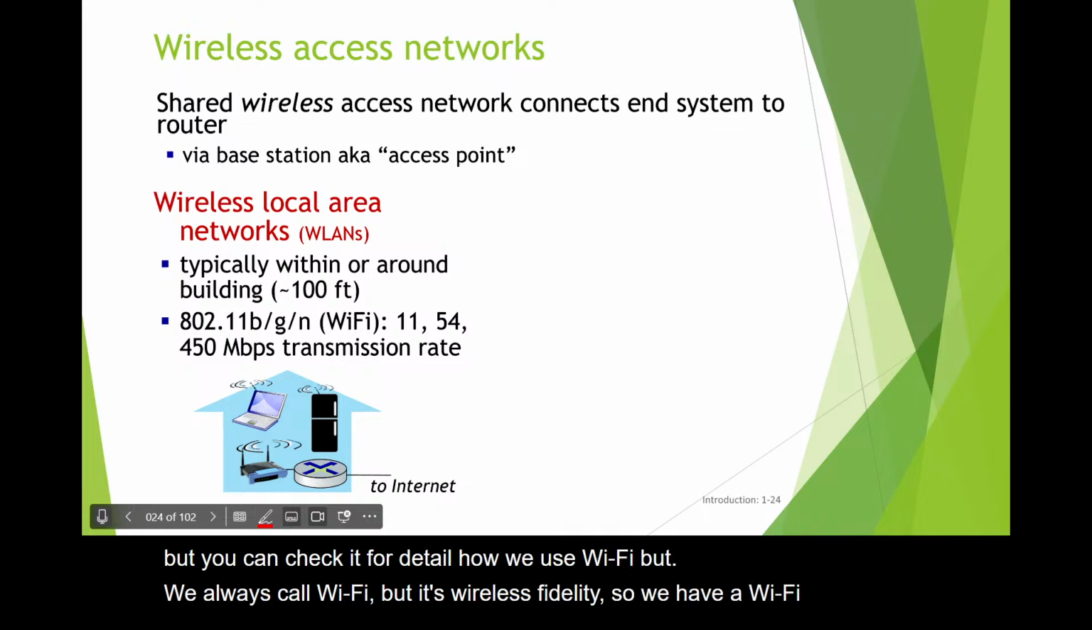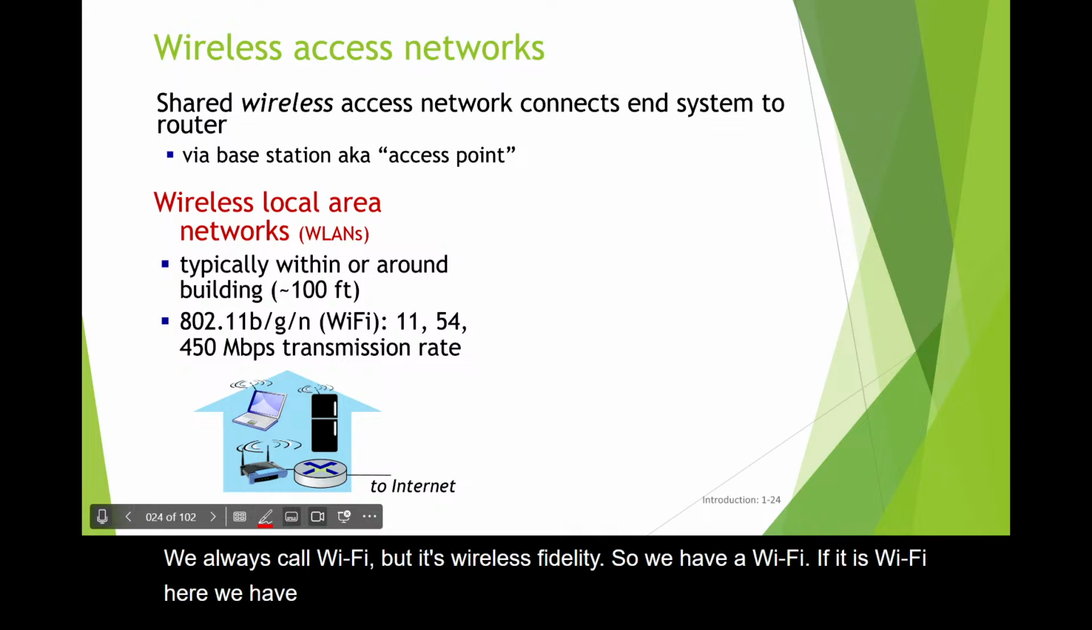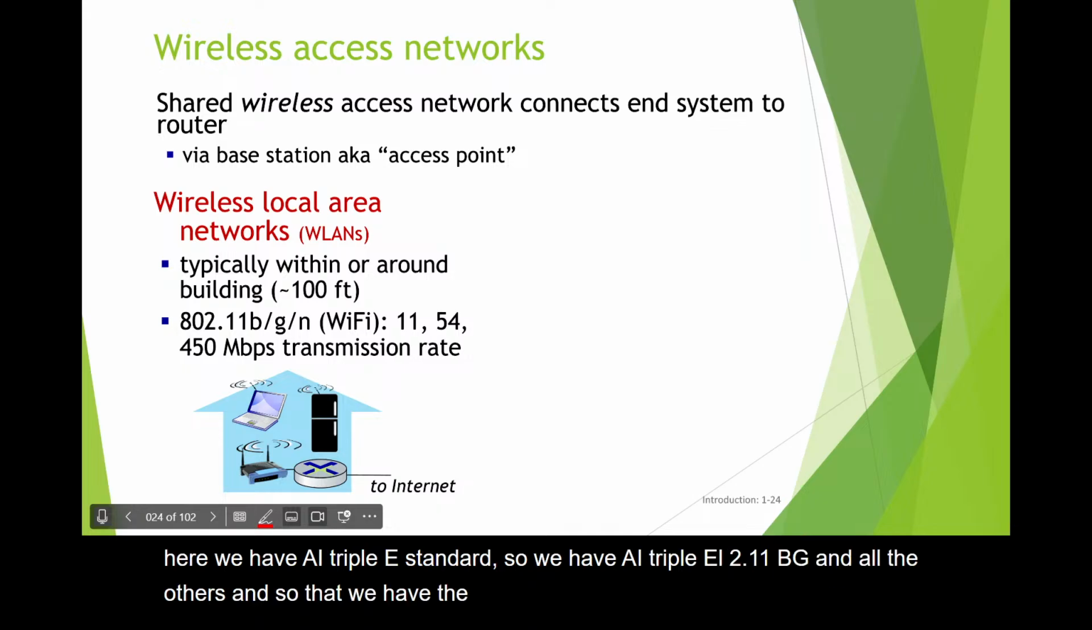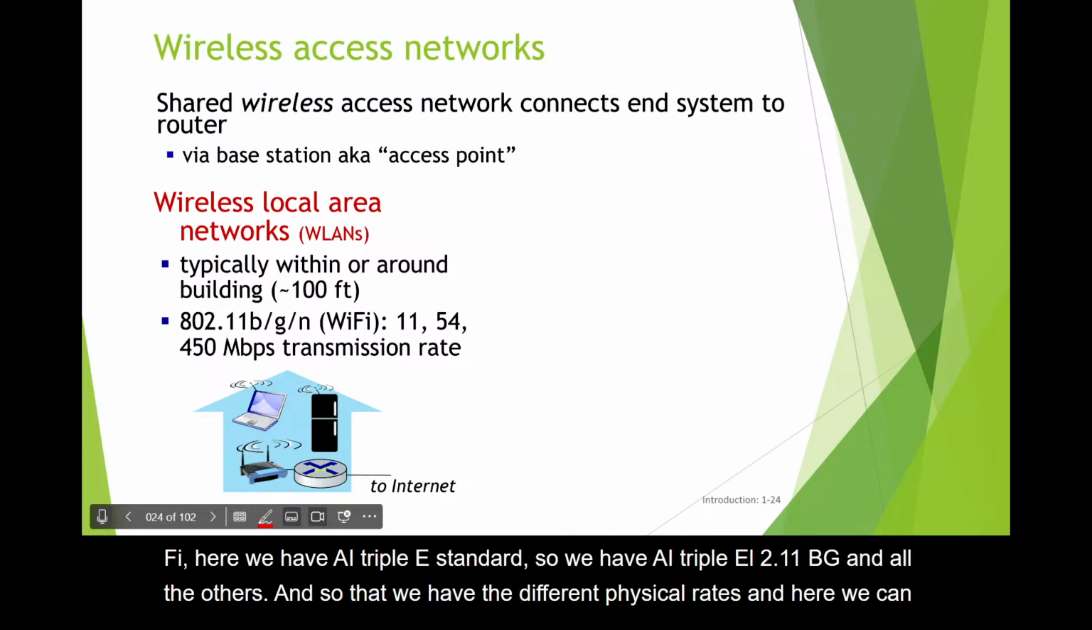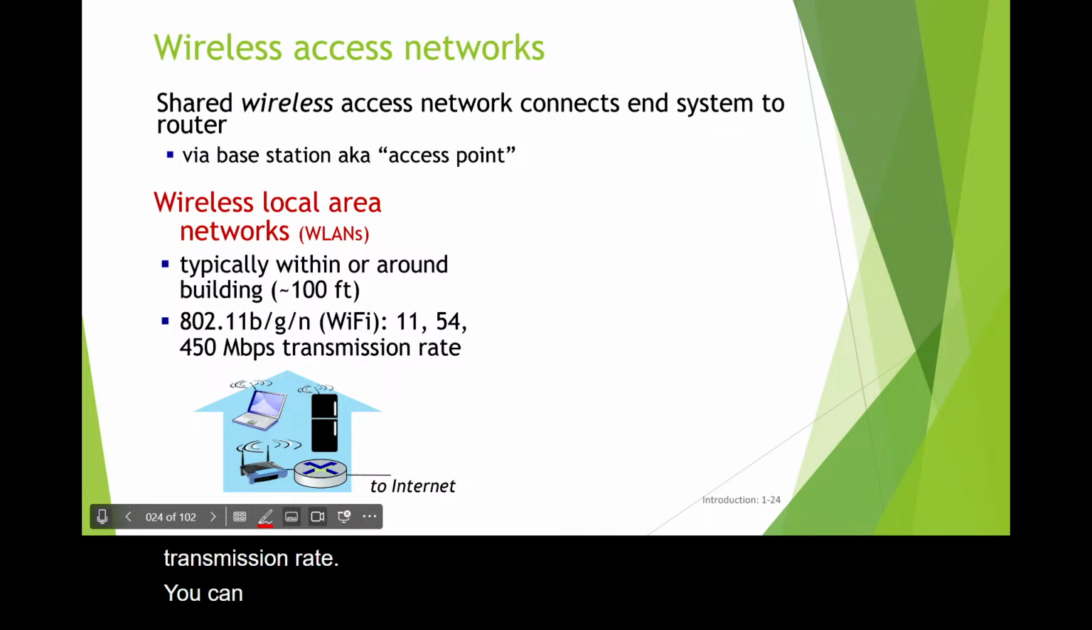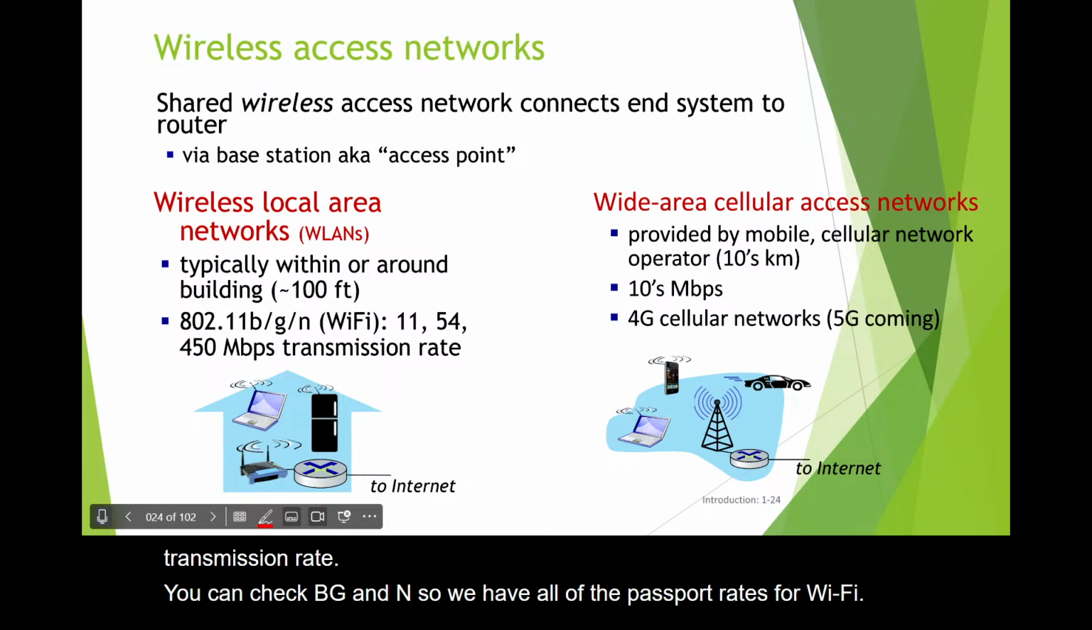If it is Wi-Fi, here we have the IEEE standard. So we have IEEE 802.11b, and all the others. And so we have the different physical rates. Here we can have 11, we can have 54, we can have 450 megabits per second transmission rate. You can check b, g, and n. So we have all of the possible rates for Wi-Fi.